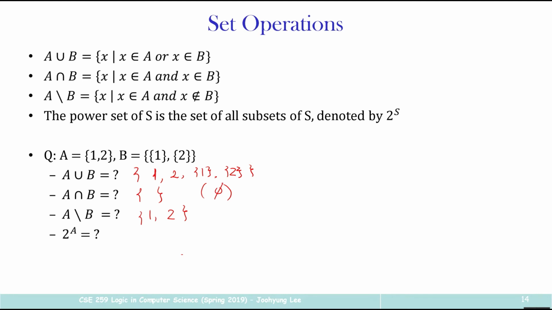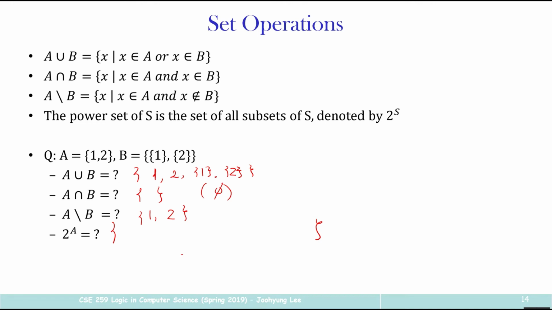What about 2 to the power of A? So 2 to the power of A is a set of subsets. This is a set, okay? And you have to enumerate all subsets of A. How many subsets does A have?